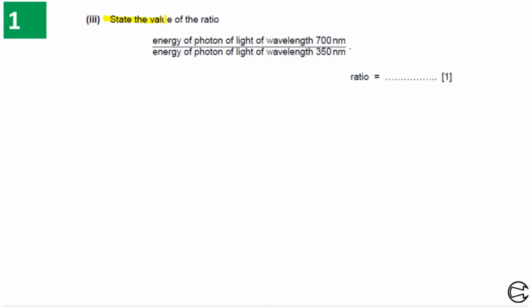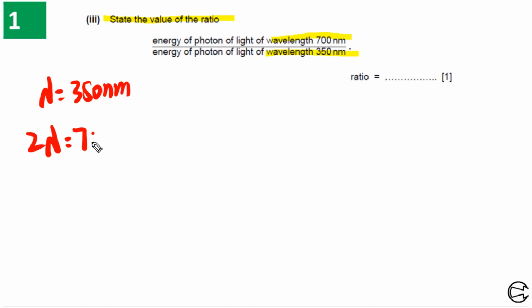For this question, we need to find the ratio between the energies of two photons. One photon has a wavelength of 700 nanometers and the other photon has a wavelength of 350 nanometers. This question can be done using different methods, but we will use a simple and smart one. Let's say lambda is equal to 350 nanometers. So we can also say that 2 times this lambda will be equal to 700 nanometers.